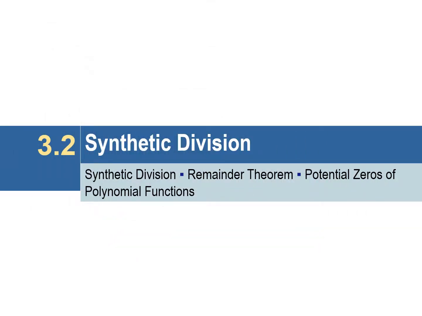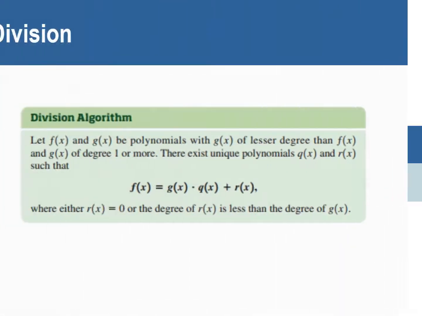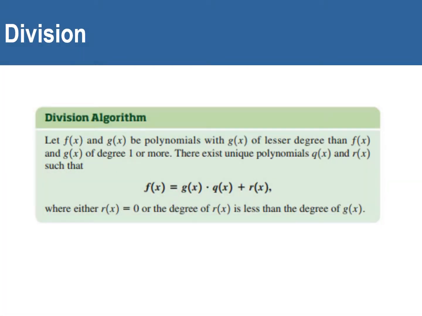Let's look at synthetic division. Let f and g be polynomials with g of lesser degree than f and g of degree 1 or more. Then there are two unique polynomials, q and r, so that f of x is g times q plus r. Let's think of r as our remainder.